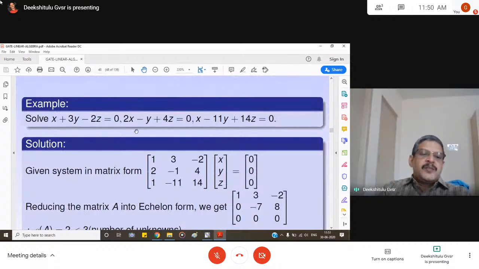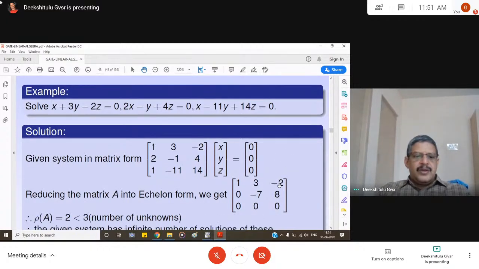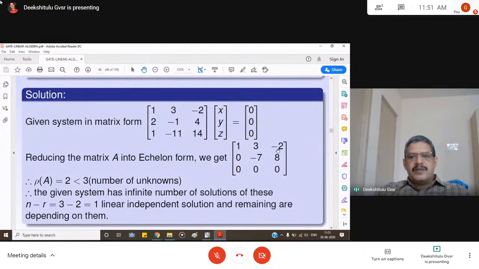Next problem. x plus 3y minus 2z is equal to 0, 2x minus y plus 4z is equal to 0, x minus 11y plus 14z is equal to 0. Given this in matrix form, 1 3 minus 2, 2 minus 1 4, 1 minus 11 14, times x y z is equal to 0. Reduce the matrix into echelon form, we get 1 3 minus 2, 0 minus 7 8, 0 0 0. So what is the rank of A now? In echelon form, the number of non-zero rows is 2, so rank of A is 2.